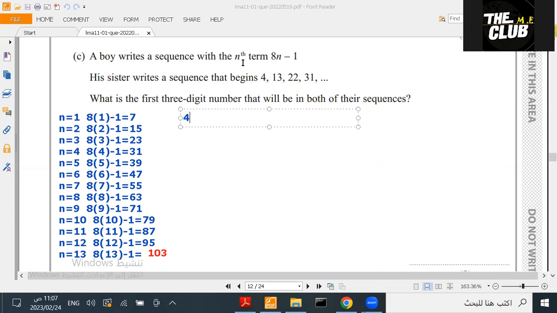And then 31 minus 22, we're adding 9. So the difference is positive 9, or plus 9. So we're going to add 9 each time. Let's do it together. Okay? Let's make it a little bit bigger so you can see it.